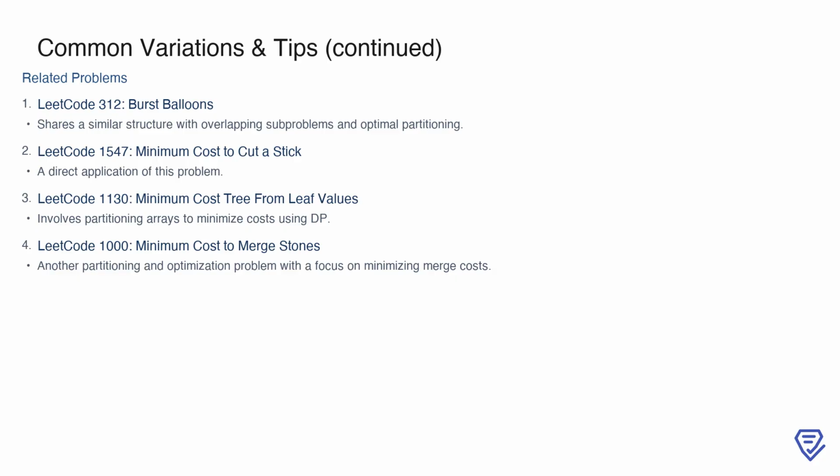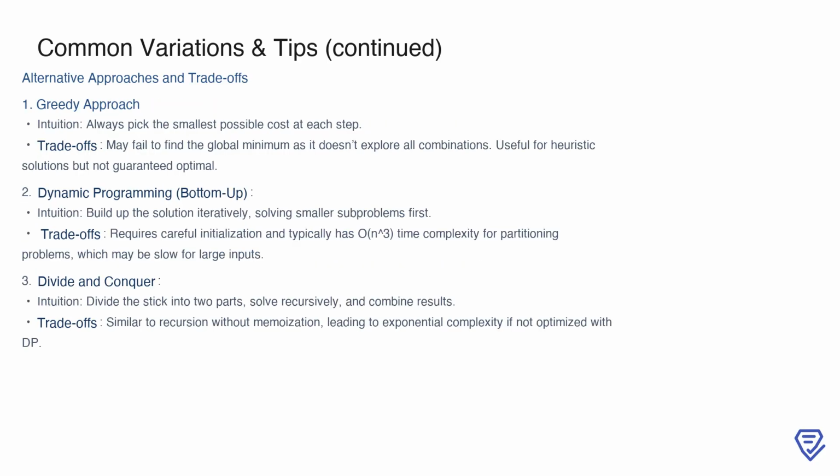Of course, LeetCode 1547, minimum cost to cut a stick, is the problem at hand, but its techniques can be applied elsewhere. Another example is LeetCode 1130, minimum cost tree from leaf values, which involves partitioning arrays to minimize costs using dynamic programming. Lastly, LeetCode 1000, minimum cost to merge stones, focuses on minimizing merge costs, which is another variation of partitioning and optimization problems. Each of these problems requires careful consideration of subproblems, constraints, and optimal solutions, making them excellent practice for mastering this type of question. There are also alternative approaches to consider, each with its own strengths and weaknesses.